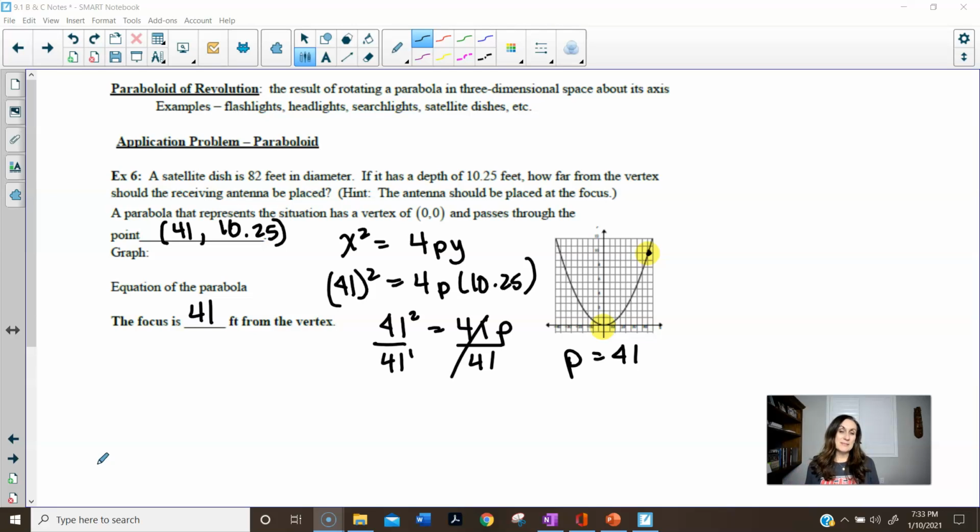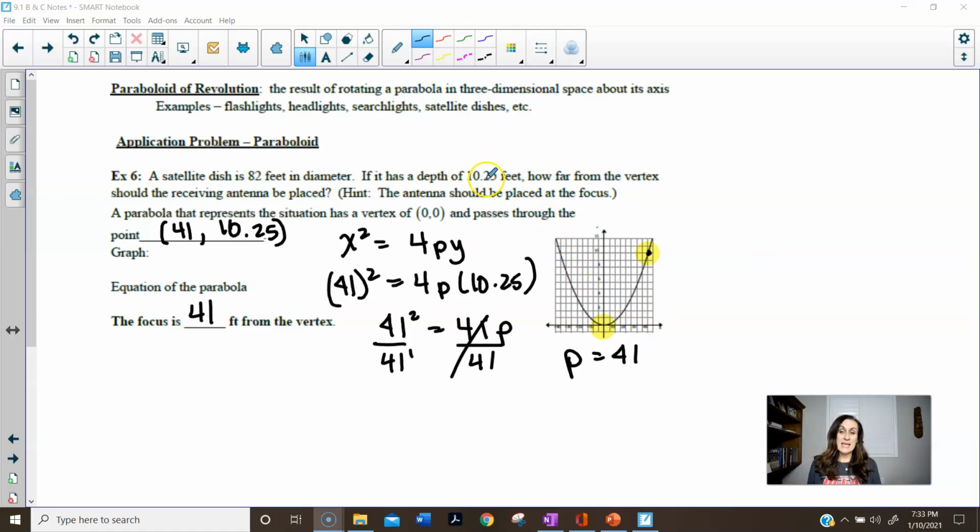So looking at example 6, you have a satellite dish which is 82 feet in diameter. So what that means simply is the entire width of that parabola is going to be 82 feet.